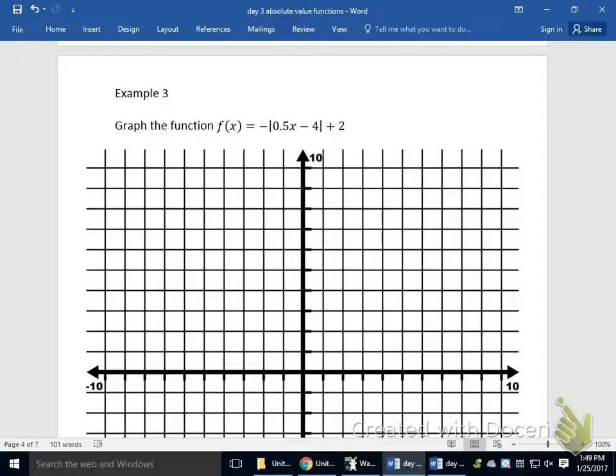All right, so this is example 3, and what you're going to see here is we're going to have the vertex, more or less, the joining of the 2 pieces. It looks at first like it's going to be at (4, 2). However, it's not. It's actually going to be at (8, 2). And the reason is because what you do is you actually set whatever's inside the absolute value equal to 0, and solving for x shows you where it's going to be.